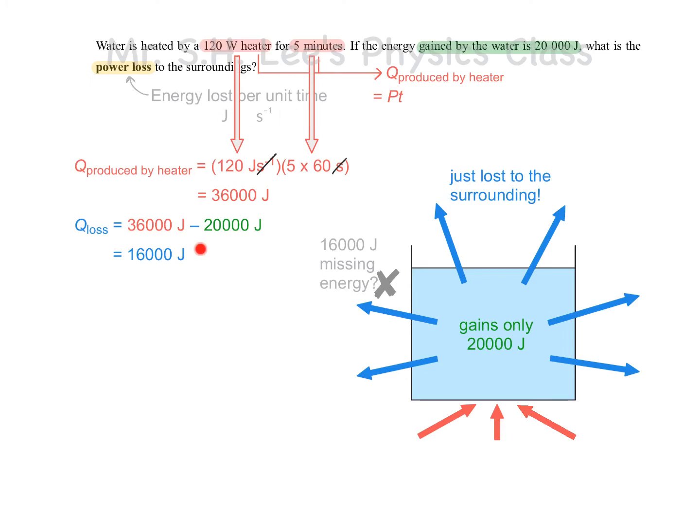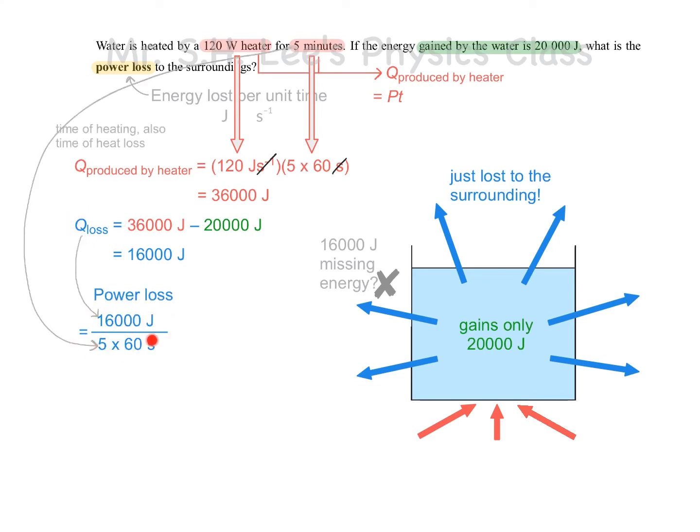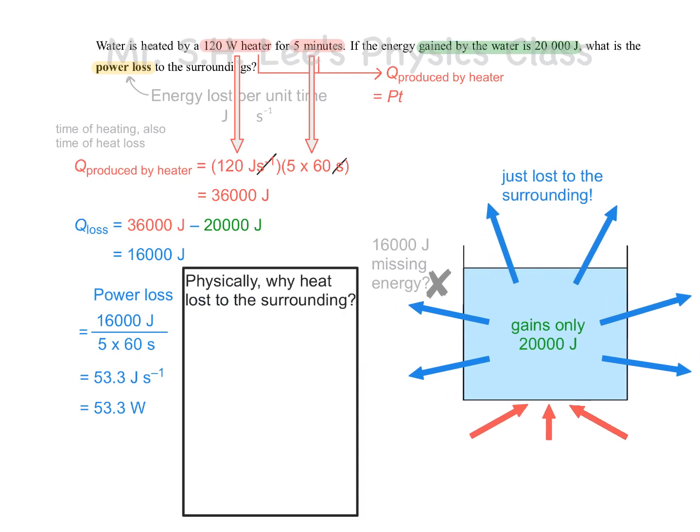But power loss is the energy or heat loss per second. So I just need to divide this number by how long it has taken for this heat loss to have taken place. That is dividing 16,000 joules by 5 minutes or 300 seconds, which will end up to be 53.3 joules per second or 53.3 watts of power loss. Calculation finished. But here is a last remark.